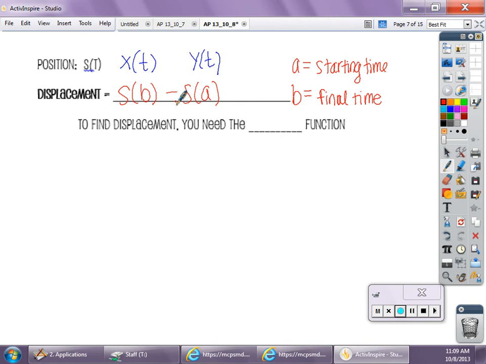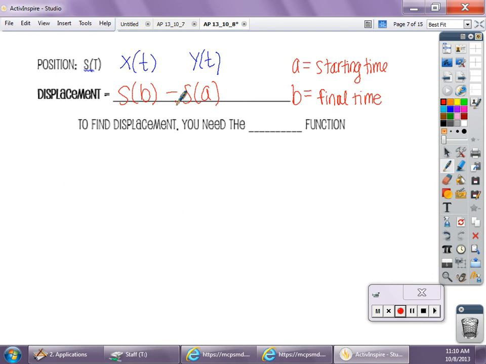So displacement's kind of interesting because I can do all kinds of crazy things. I'm starting at 0. I'm going to walk to the right 3. I'm going to walk backwards 5. I'm going to walk back again 2. I'm going to walk back again 5. I'm going to walk forward 5.